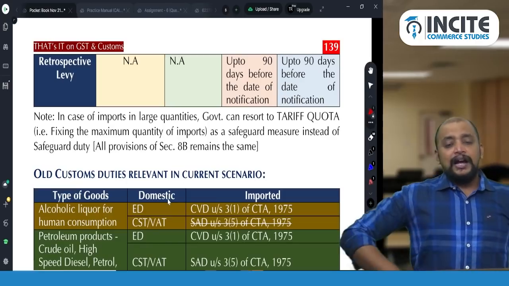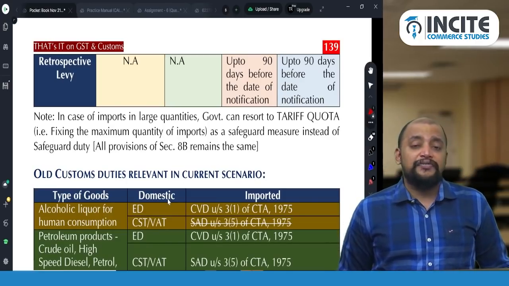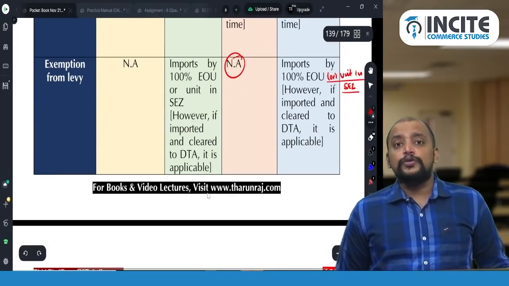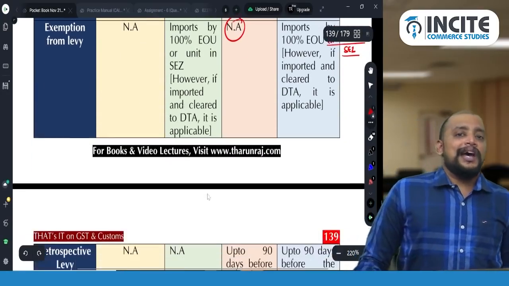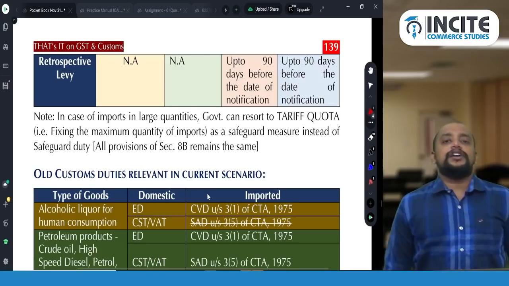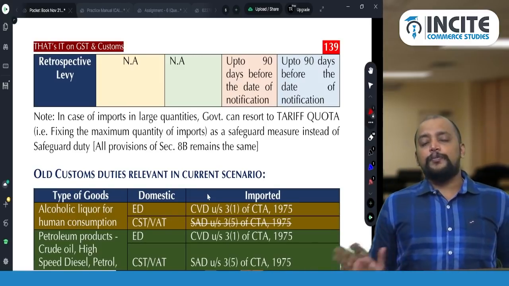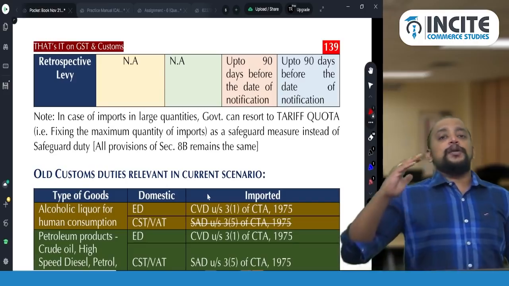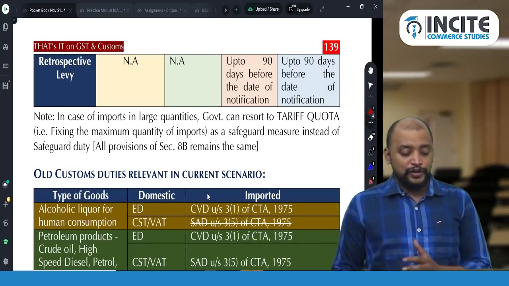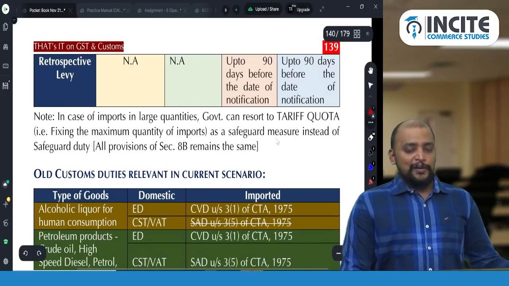Okay. And now, there is one more measure called safeguard measure, tariff quota. Safeguard duty is one of the safeguard measures to curtail imports in large quantities. We have another measure called tariff quota, wherein they will fix that this much can be imported without payment of any extra duties. If you are importing beyond this, there will be some extra customs duty. That is known as tariff rate quota. Okay. So that's a new amendment.